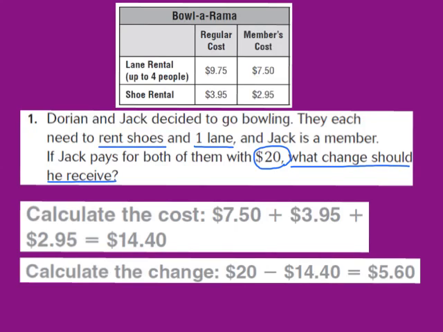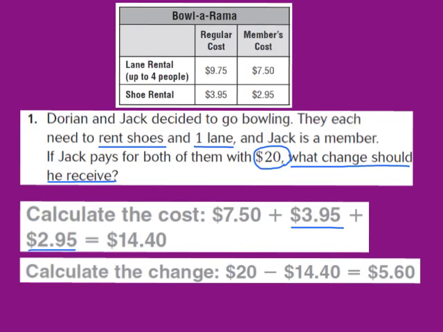So my first step is going to be to calculate the total cost. So I'm going to add the costs together. So if they're each going to rent shoes, what I know is this. I know that Dorian is not a member, so the shoe rental for him is going to be $3.95. So that's going to be added into my total cost down here. So that's where the $3.95 comes from. Now I also know that Jack is a member. So for Jack to rent shoes, it's going to cost $2.95. So when I'm calculating my cost, here is the $2.95 that represents Jack's shoe rental.